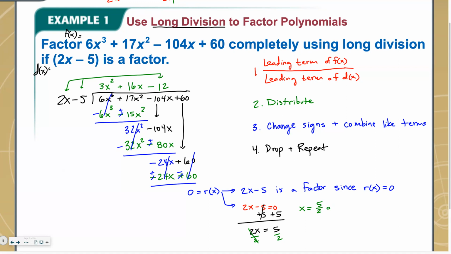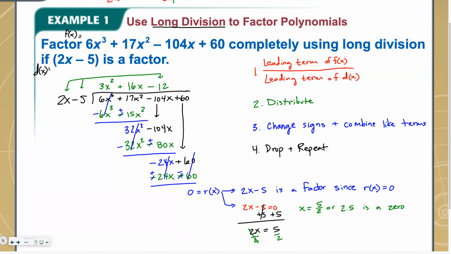Does anybody know what that is as a decimal? 2.5. Yeah, because we're going to look at a graph in a second, so you know that value is a 0, an x-intercept. All right, so this technique that we just did right here is called long division. Any idea why we call that long division? It's forever. It was long, pretty self-explanatory. Sorry. So that is long division for you.